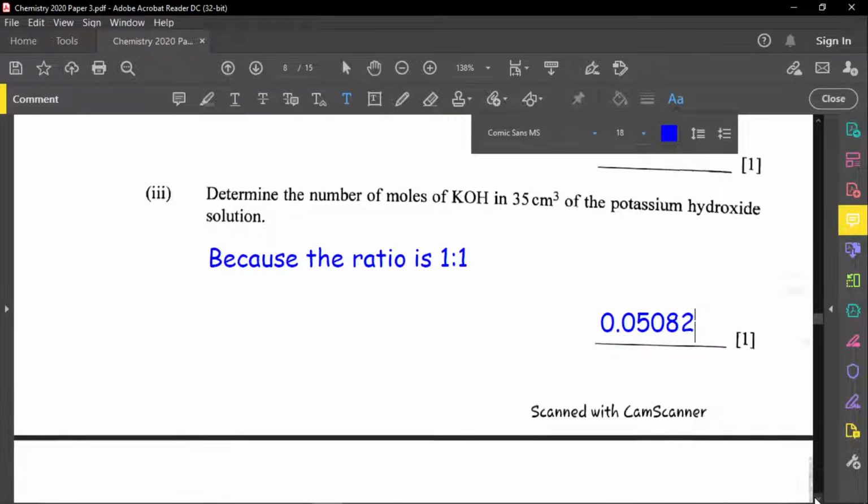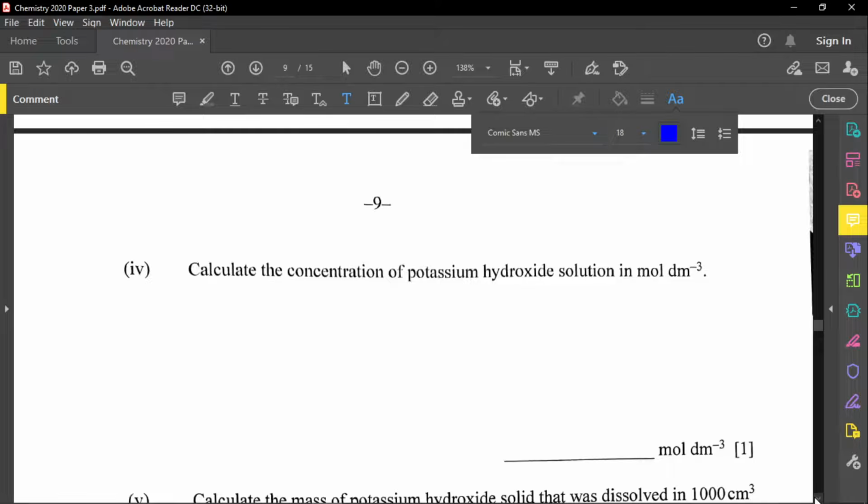All right, let's go down to the next part of the question. Calculate the concentration of potassium hydroxide solution in mole dm cube. This is very specific: mole dm cube. First and foremost, let's think about what concentration is equal to. Remember, concentration is equal to the mole divided by the volume.